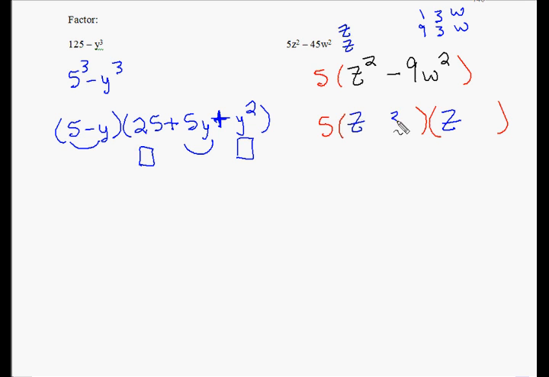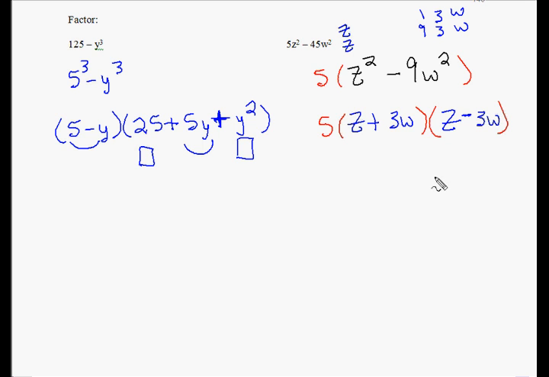And I'll start at the end of the list, putting in a 3w. The last term is being subtracted, so the signs inside the parentheses need to be different. And when you do the difference of squares, you always need the signs to be different, so that when you get your positive 3zw and your negative 3zw, you won't have anything in the middle.